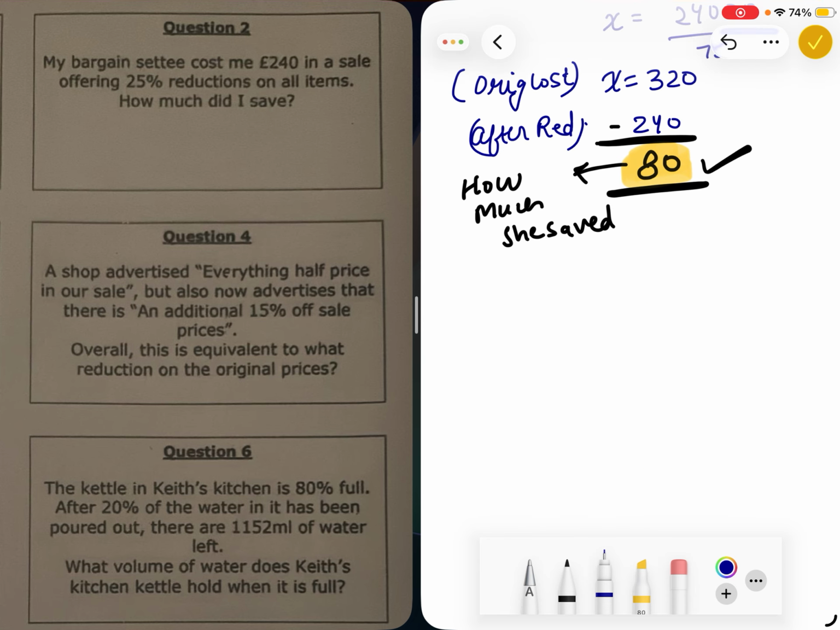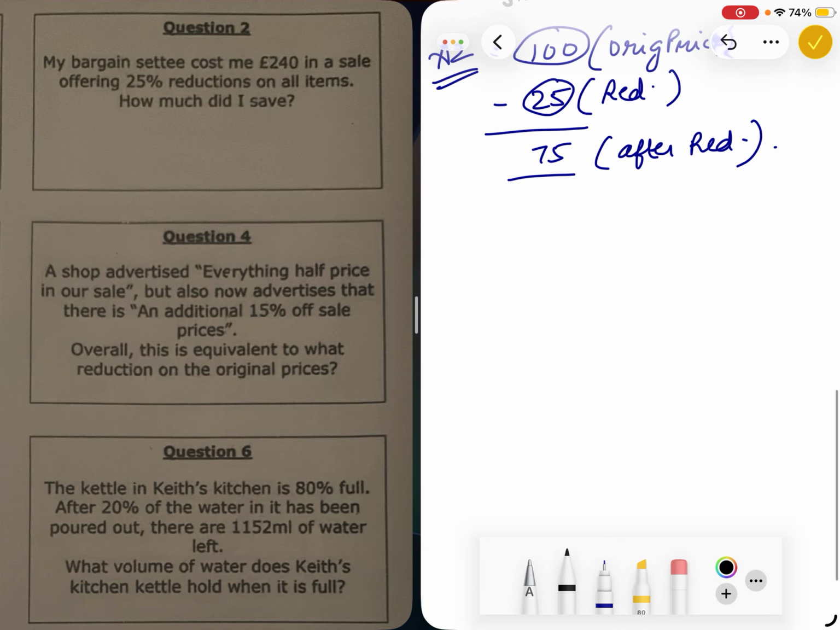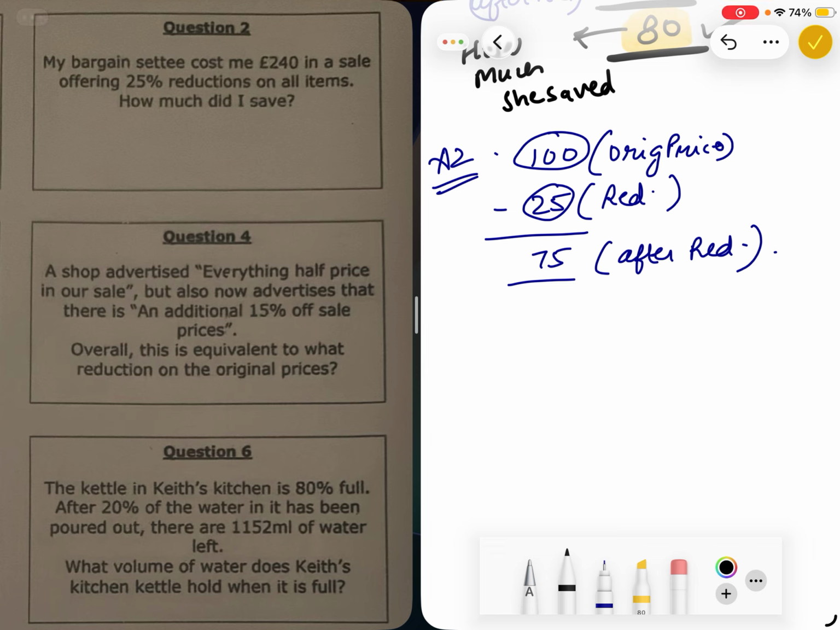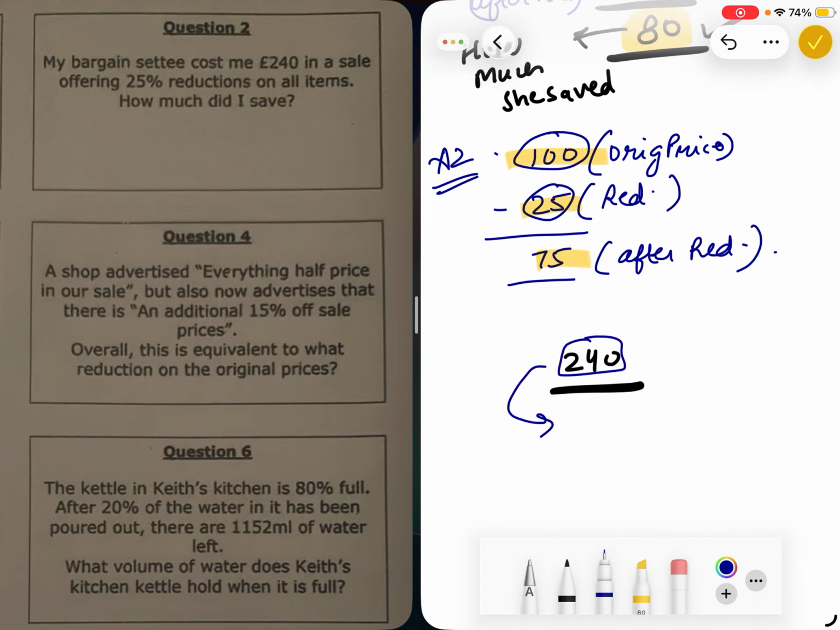But I'll tell you one shortcut method and the trick to solve it. First, understand that if there is a discount question, 100 is original price. Then if it is a reduction, 25 is reduction in this question. So after 100 and giving reduction of 25, how much is left? 75. So this is after reduction. Remember that 240 is what? After reduction price. After reduction is how much? Is it 100, 25 or 75? It is 75. So whatever this 240 is, you will put it in denominator.